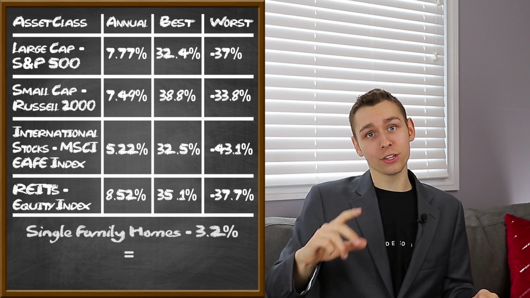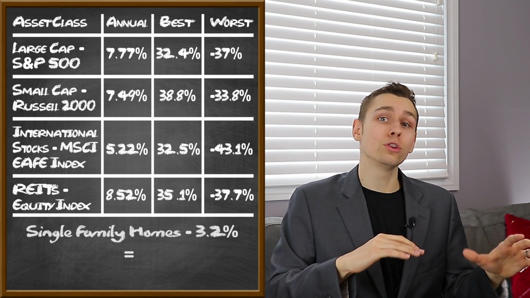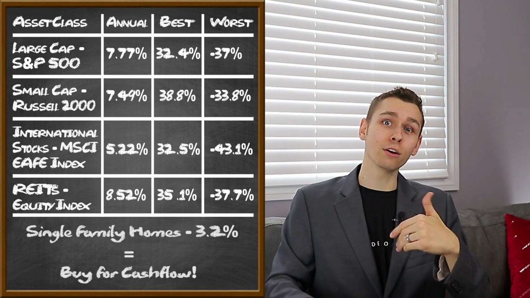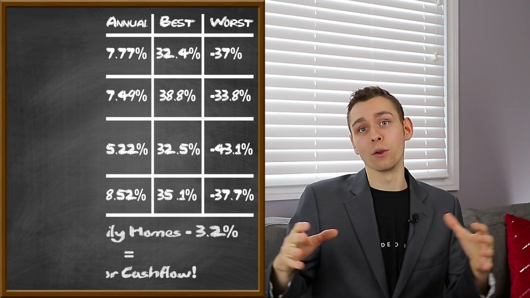Over the same time period, I went and took a look, inflation was around 2.3%. So you're basically beating inflation by 1% owning single family houses on average in North America. That's a scary statistic to think about. A lot of people are just buying single family homes for appreciation and they're not focused on cash flow.